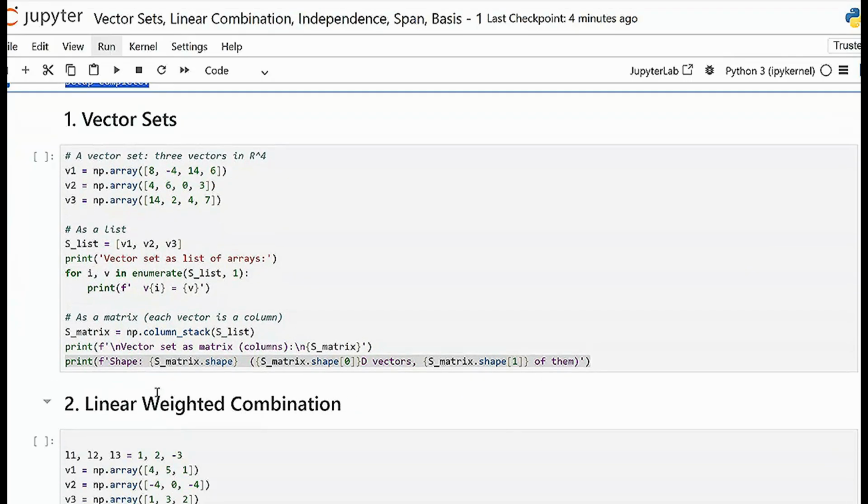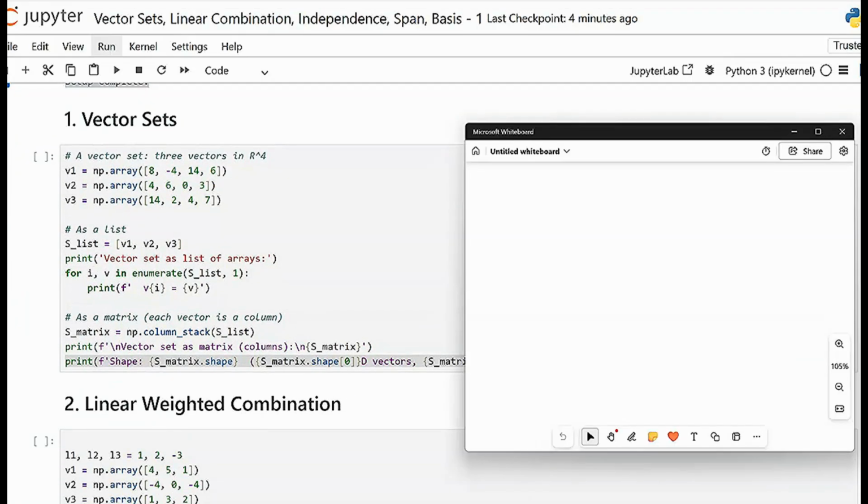Now let me move on to the vector set. Dear friends, a vector set is a simple collection of vectors. So here, if I specify, this is the exact vector set, and it has a collection of vectors like v1, v2, v3 till vn. Yes, this is all the vector collection.